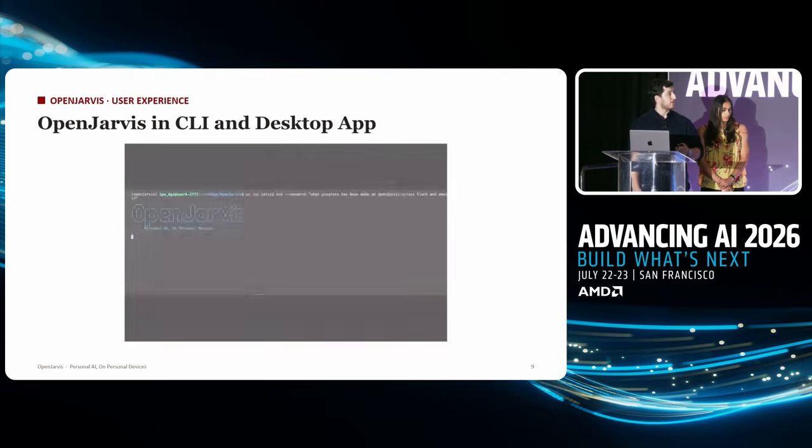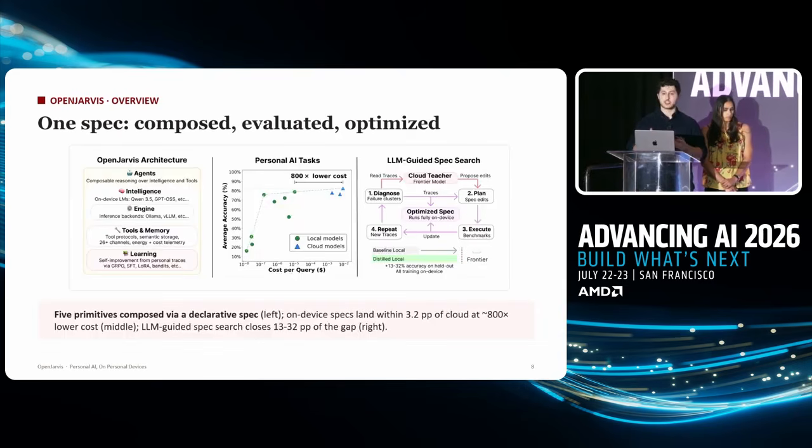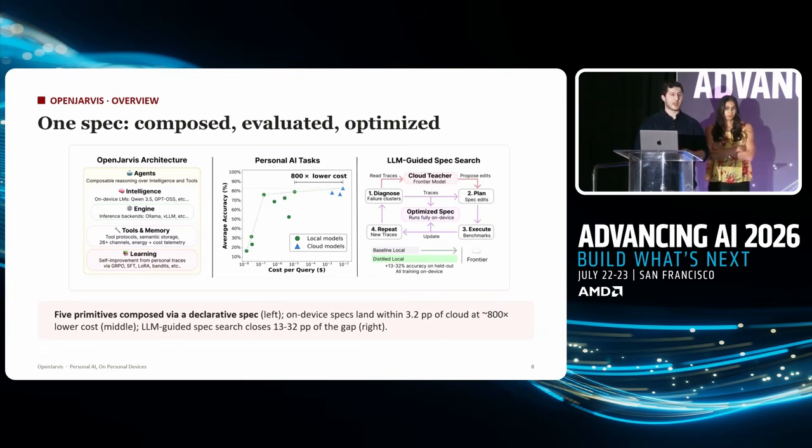Great. So beyond the interaction over CLI or over the desktop app, there's different ways that we can optimize the experience. And the way we like to decompose this is as a spec. What is the spec composed of? It's composed of all of these different primitives that we discussed before. So the intelligence that you've selected, the agent framework, the actual inference engine, the tools, and the memory. And we simplify this into a single TOML that allows other LMs to optimize over this configuration.